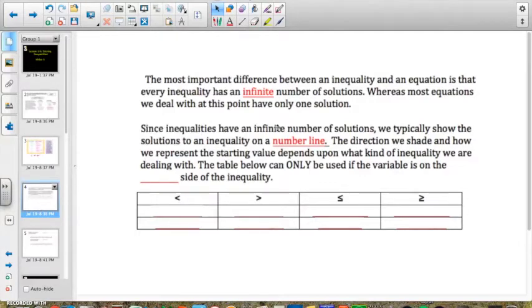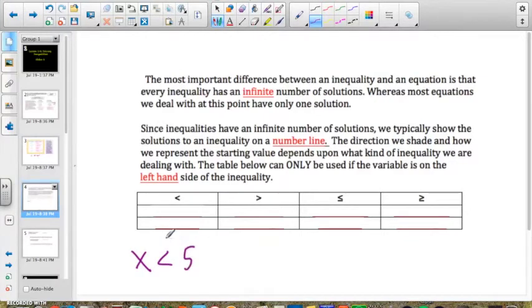The direction we shade and how we represent the starting value depends on what kind of inequality we are dealing with. Now notice, this table below can only be used if the variable is on the left side of the equation. So the variable has to be over here. Otherwise, if it ends up being something like this, where the variable is on the right, you would have to do the opposite of what's on the table.